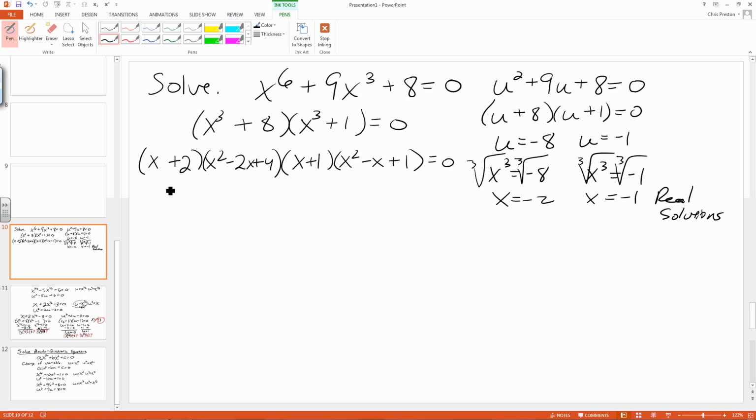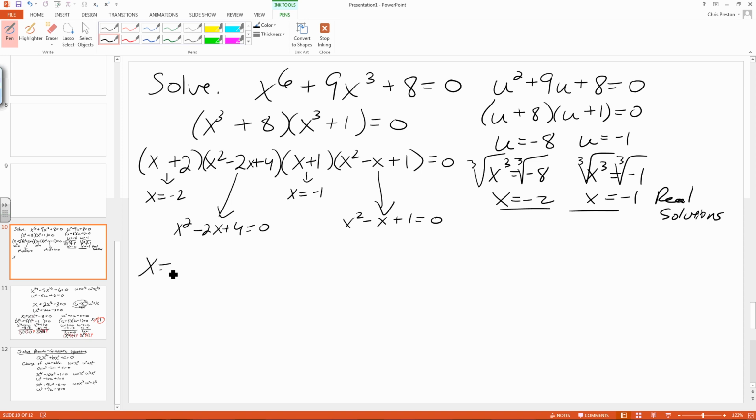So you can see right here, we're getting negative 2, here we're getting negative 1. Those are the two answers we got over here. So still getting the same answer. But now we have these things to solve. Now these quadratic expressions are not going to factor. So in order to solve them, I could complete the square, or I could use the quadratic formula. I'm just going to use the quadratic formula for these and find those other answers.